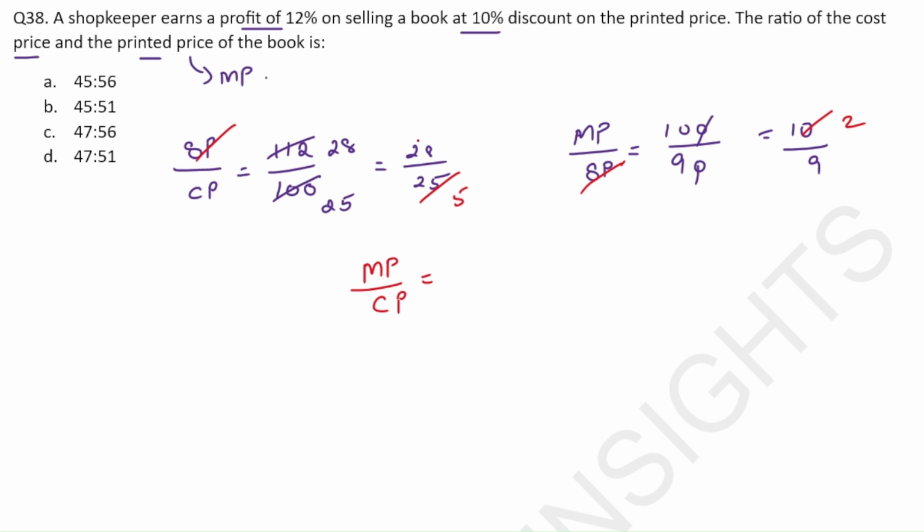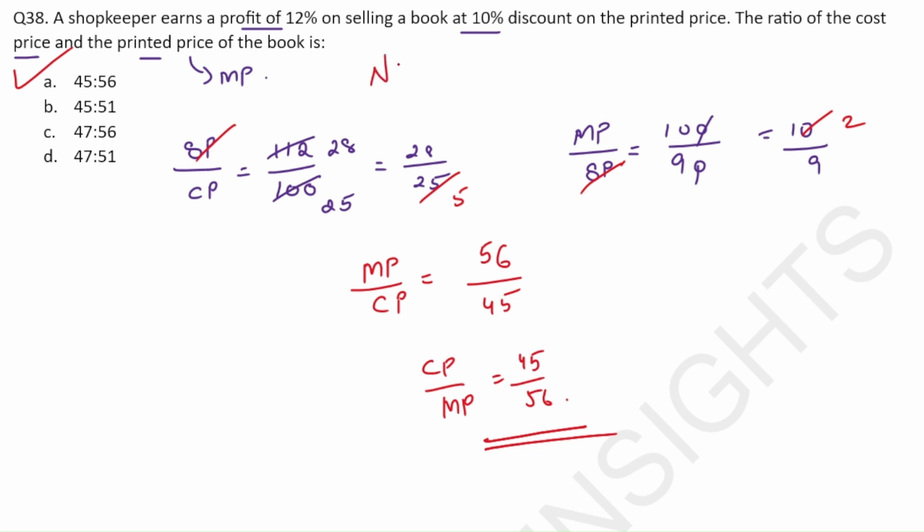Multiply 28 into 2 will give you 56, and 5 9s are 45. The question is telling you to find CP to MP, right? So that means CP to MP will be how much? 45 by 56. So 45 by 56, option number A is the correct answer. So this question was asked in the NCS 2023.